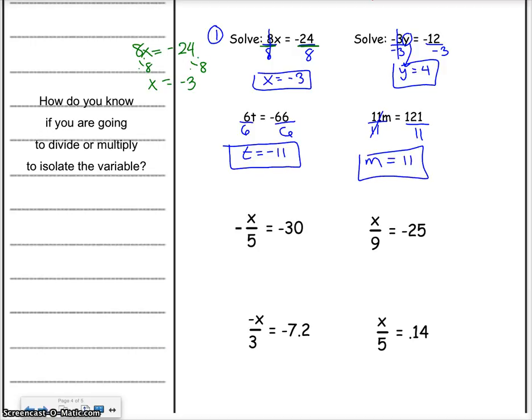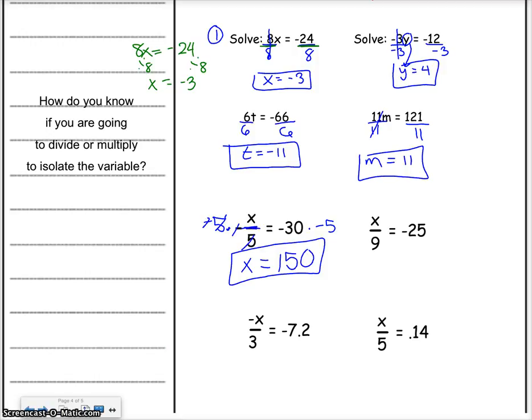Okay? And then next we have negative x divided by 5 is negative 30. Notice I stated aloud the operation I'm using. Negative x divided by 5 is negative 30. So the inverse of divide is to multiply, so I'm going to multiply by 5. And then I want to get rid of that negative, so I'm going to multiply by a negative 5. Maintain balance and do it to both sides of the equation. The 5 cancels, the negative cancels, and all I'm left with is the x. Negative 30 times negative 5 is a positive 150. And I'm done because x is all by itself.